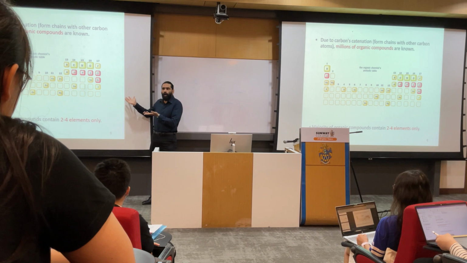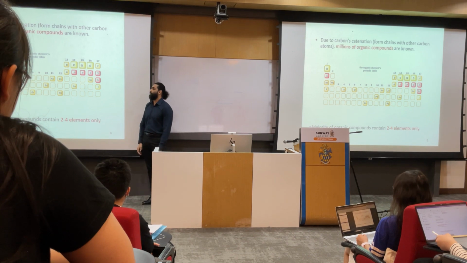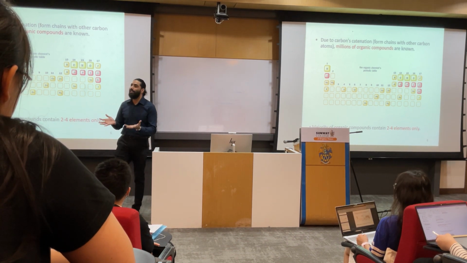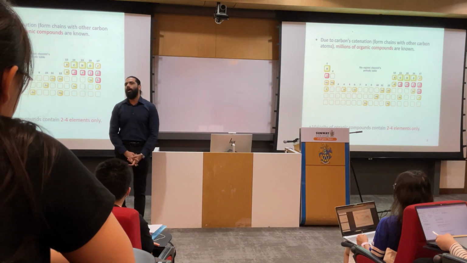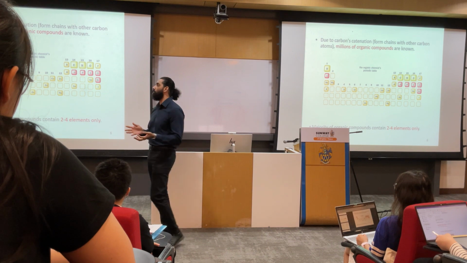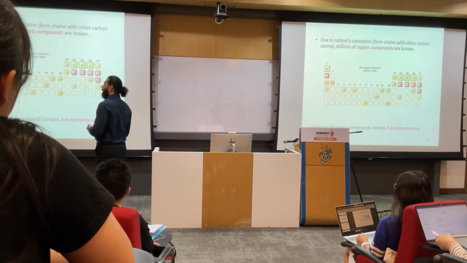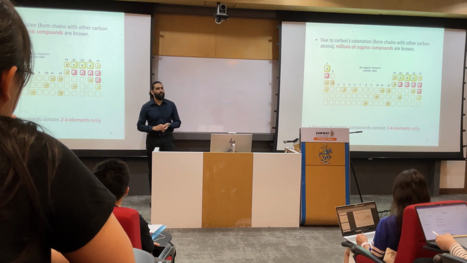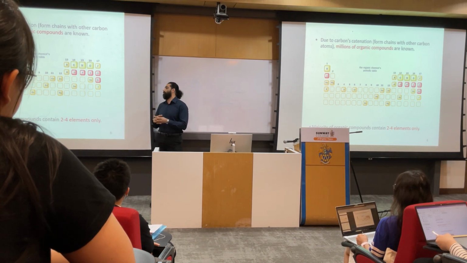Based on this chart, it appears that you would have more inorganic compounds, right? But that's not actually true. We have roughly in this world around 10 to 12 million organic compounds and only 4 to 5 million inorganic compounds. And the reason for having so many organic compounds is the ability of carbon to bond with itself.